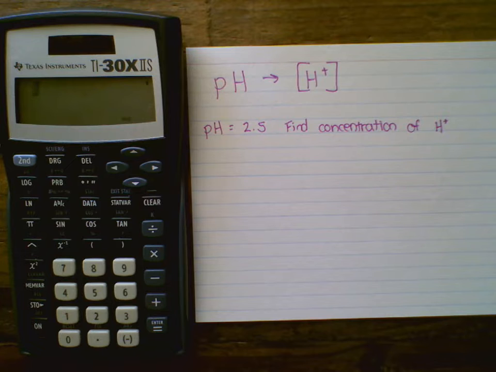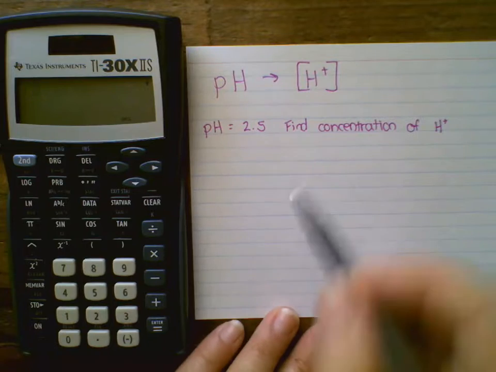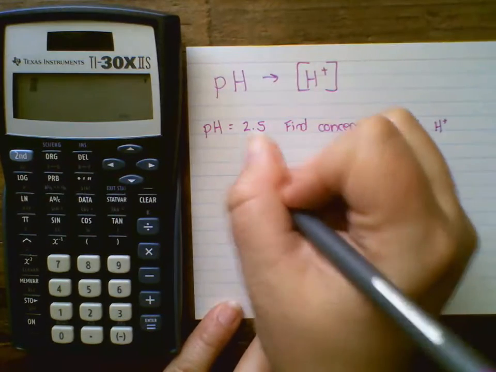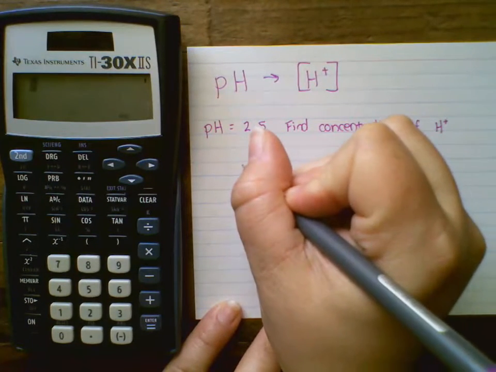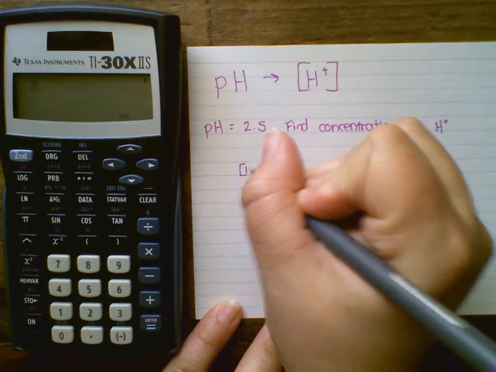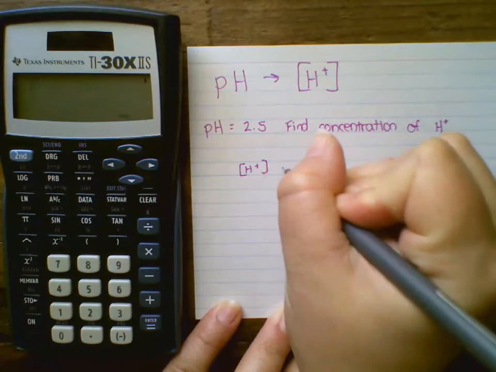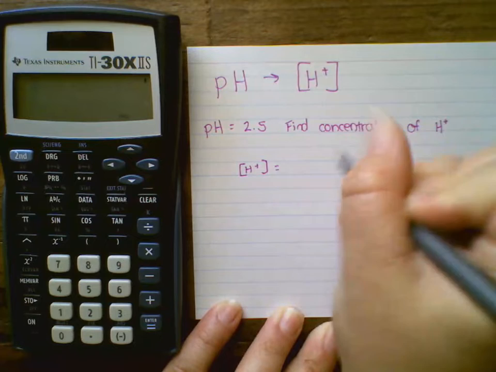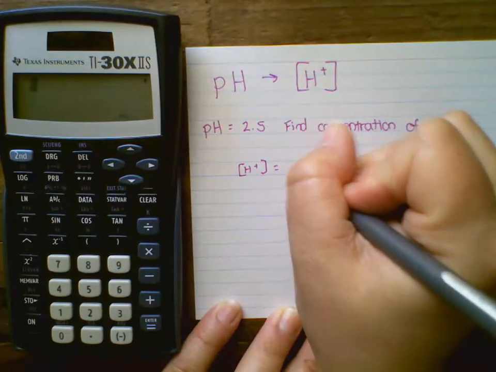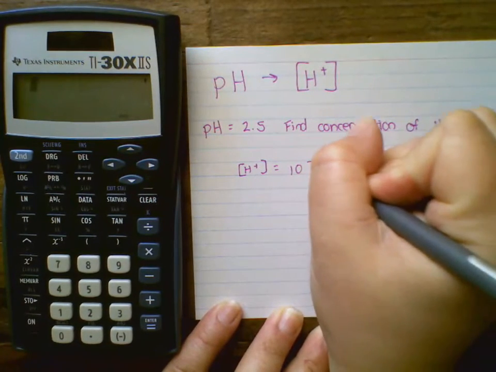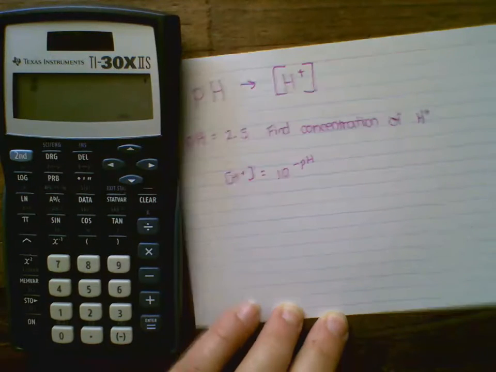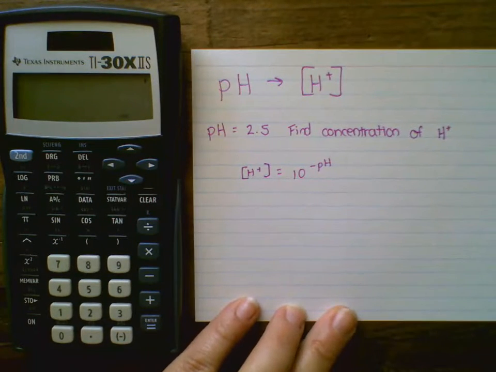So we would work backwards instead of forwards. Math is still not super difficult. Once you've got one, you can use the same math for both pH and pOH. So in this case, in order to find the H plus concentration from the pH, you're going to take the H plus concentration and set it equal to 10 to the negative pH. So that's your formula.